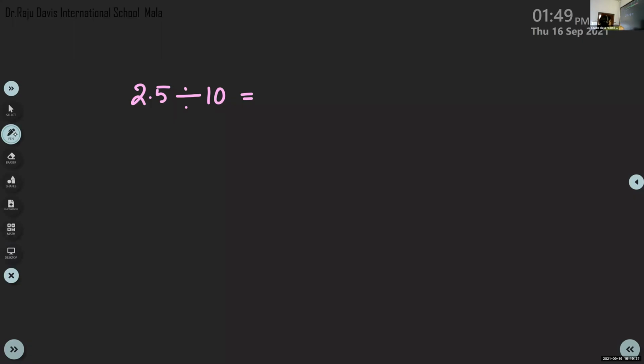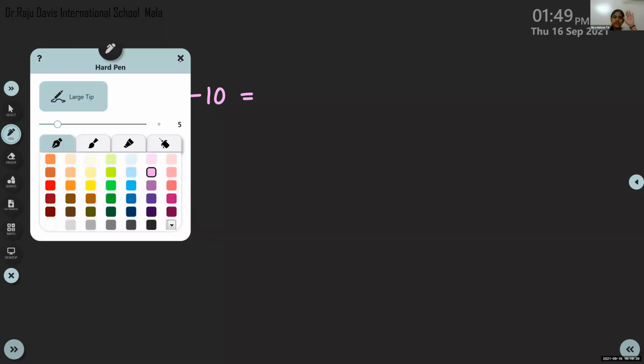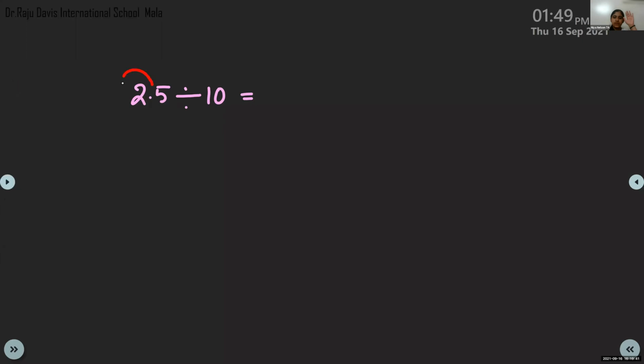So what did I say? The method is just to shift the decimal place to the left. For multiplying, we shift to the right. For division, we shift it to the left. How many places? Places equal to the number of zeros. So the answer will be 0.25. Ma'am, we can also write it as .25, right? Yes, 0.25.